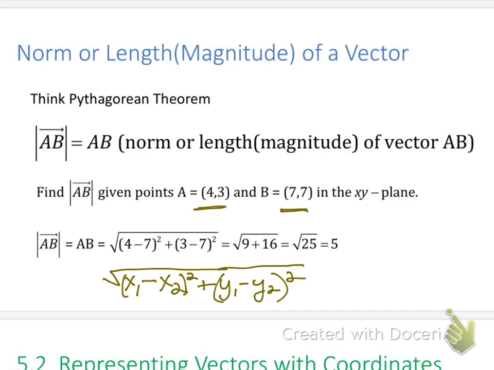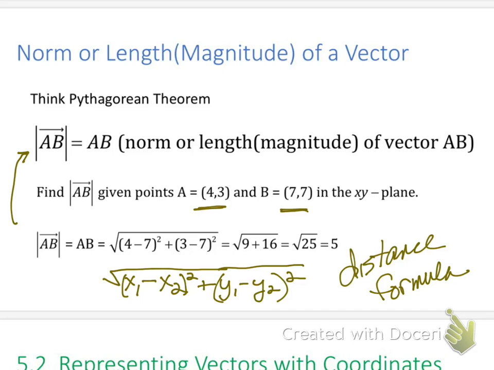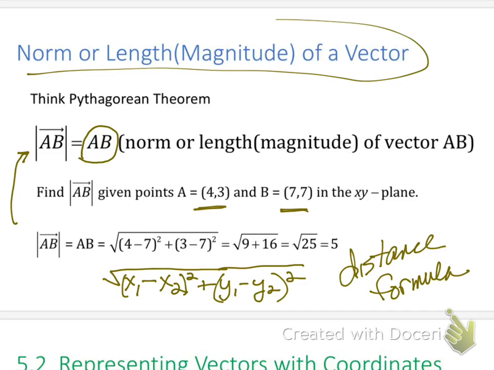Okay, we're going to explain how that's related to Pythagorean theorem, but for right now, we're going to tie it to the distance formula. That's how you get the norm or the length or magnitude of a vector. This is one symbol for that, and even just writing A, B next to each other with no notation, that's asking you to find the magnitude. So be aware of both notations as well as the wording of what is asking you to find the distance.